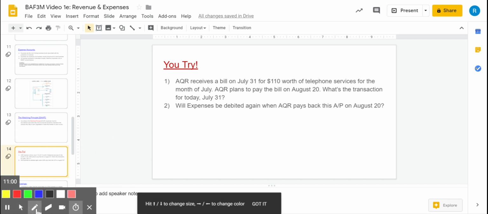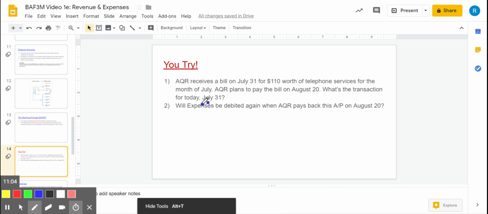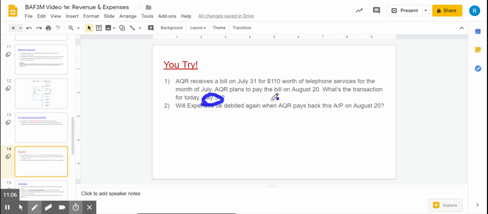Okay, so number one just asks you to record this transaction. What would you record for today, July 31st? Well, on July 31st we received a bill for $110 worth of telephone services that helped us earn money in the month of July. So this is our July telephone bill. That means we have to record this in July, because the matching principle says that this telephone bill helped us earn money, do business in July. So we have to record the expense today.